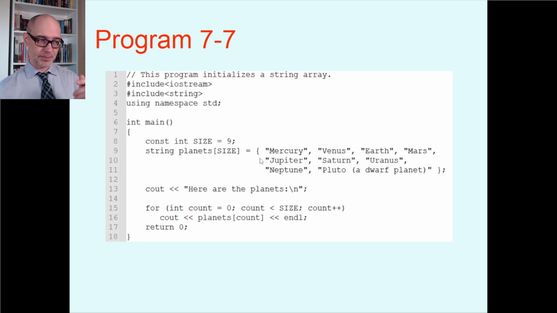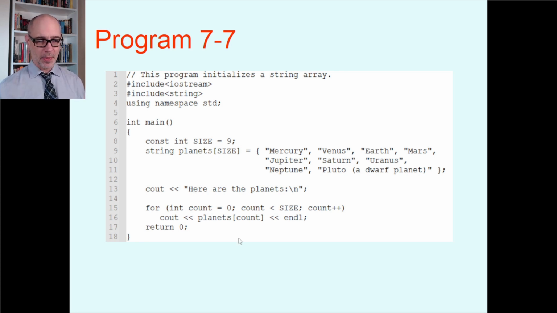The items in the list are actually strings, string literals in double quotes. And you can see there are 9 of them. 1, 2, 3, 4, 5, 6, 7, 8, 9. Mercury, Venus, Earth, Mars, Jupiter, Saturn, Uranus, Neptune. And then they also threw in Pluto there, which used to be considered a planet and technically isn't anymore. But there's 9 things there.